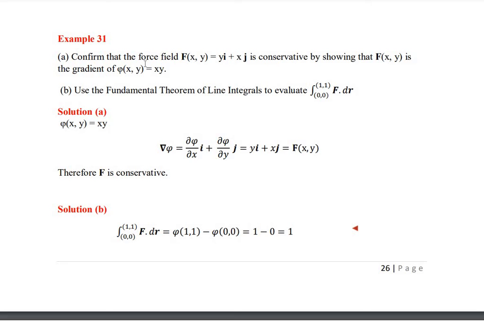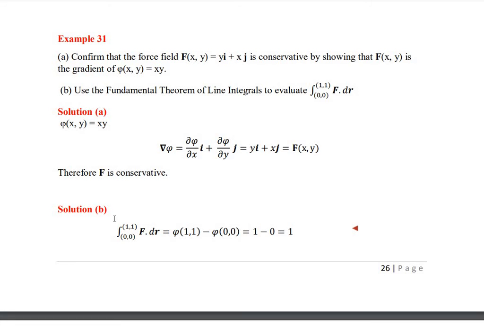One example: confirm that the force field F(x,y) = y i cap + x j cap is conservative by showing that F(x,y) is the gradient of φ(x,y) = xy. Use the fundamental theorem of line integrals to evaluate the integral from (0,0) to (1,1) of vector F dot vector dr. For the solution of the first part, φ(x,y) = xy. Therefore, taking ∇φ, we can use this formula and you will get F(x,y) = y i cap + x j cap. Therefore F is conservative by the definition of conservative, where vector F is equal to ∇φ.